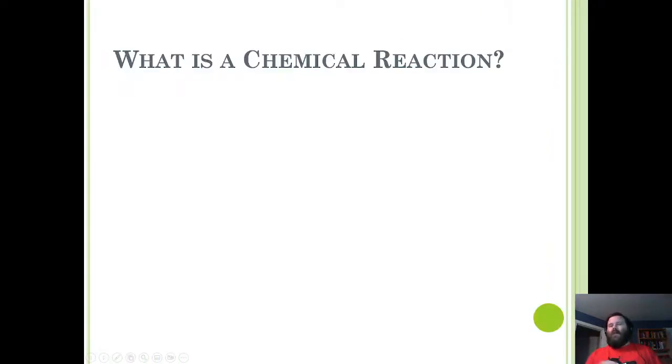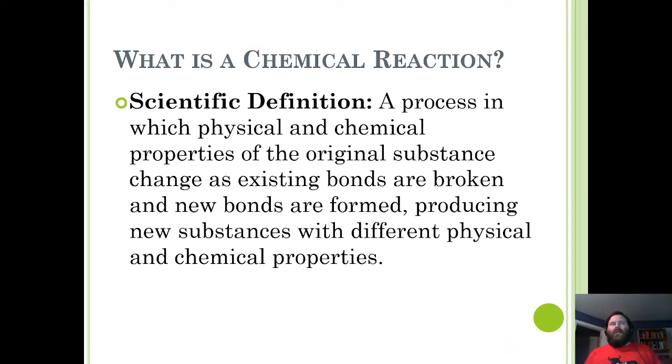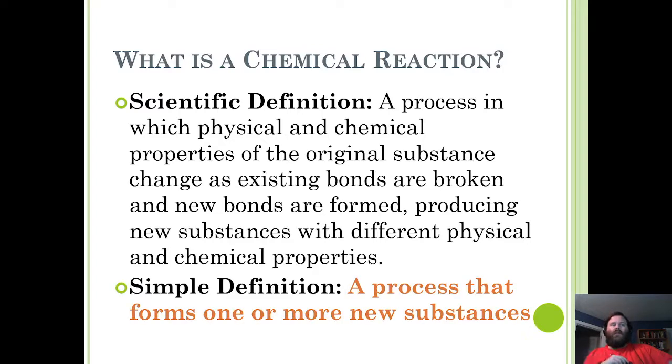So, what is a chemical reaction? Well, we've got our lengthy scientific definition here, which is a process in which physical and chemical properties of the original substance change as existing bonds are broken and new bonds are formed, producing new substances with different physical and chemical properties. Okay, so this describes things that you all should be used to from Unit 1, but to give a more colloquial definition, this is a process that forms one or more new substances.